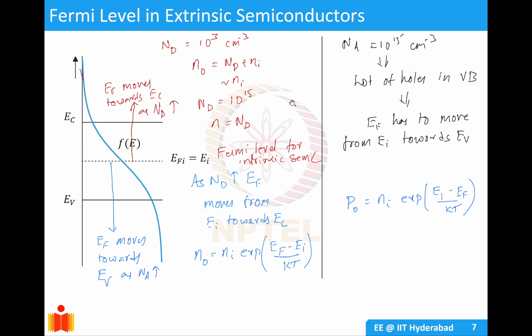From there you can calculate the Fermi level for extrinsic semiconductors. Let's say your dopant concentration is 10 to the power 3 per centimeter cube. Then n naught is given as Nd plus Ni. Ni is generally 10 to the power 10, so 10 to the power 3 plus 10 to the power 10 is approximately 10 to the power 10, which is Ni. If Nd is given as 10 to the power 15, then n would be Nd plus Ni, approximately equal to Nd. So Ni will be cancelled out.